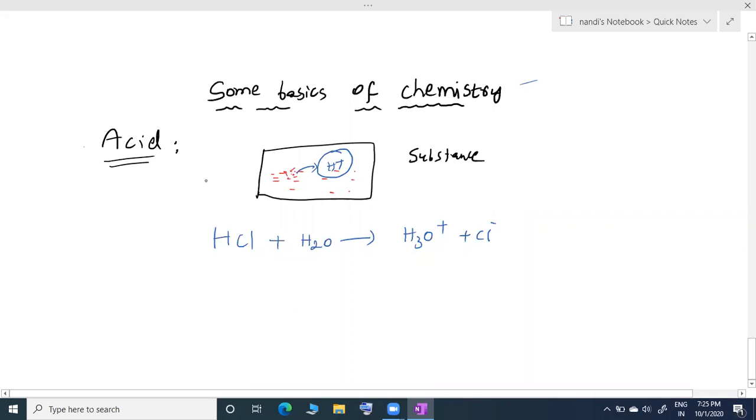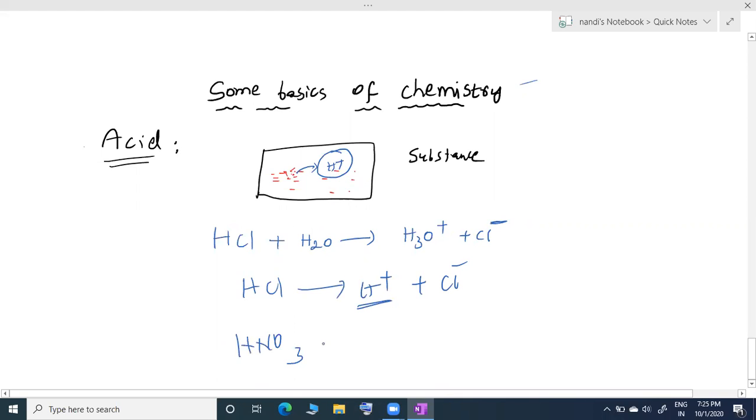See, acid means the substance which dissolves in water and releases H plus ions. That's what we call an acid. See here, HCl when dissolved in water releases H plus, then we get Cl minus. Same thing, you can write HCl gives rise to H plus plus Cl minus.